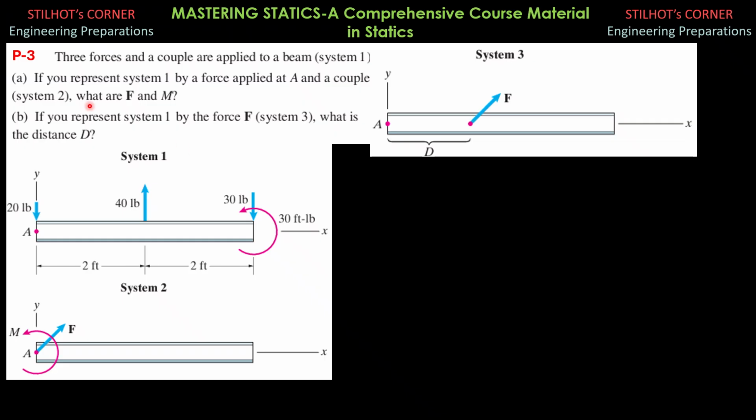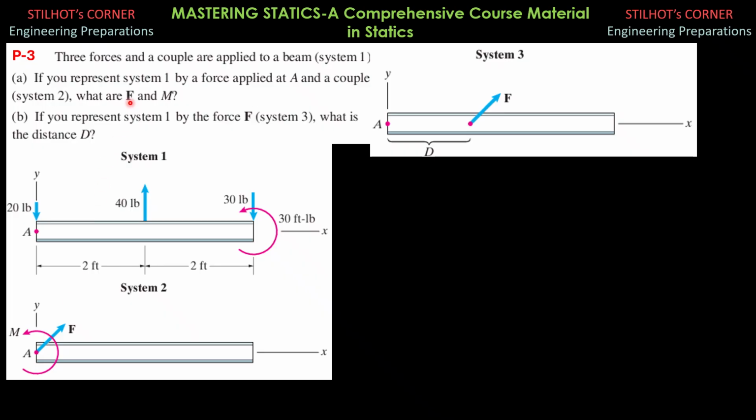Problem 3. Three forces and a couple are applied to a beam, which is system 1. If you represent system 1 by a force applied at A and a couple, what are F and M? So this is system 2. We represent this system 1 by an equivalent force-couple system, and this is now system 2.